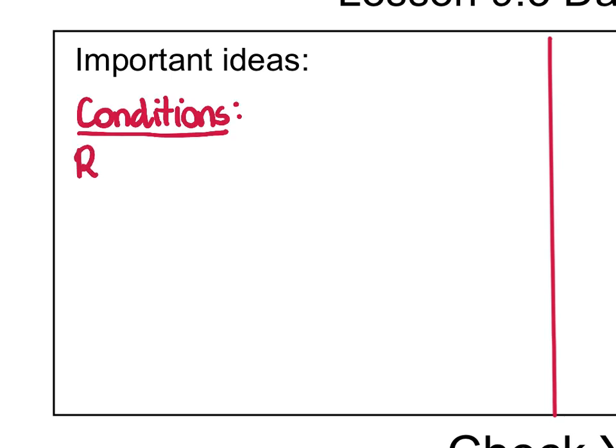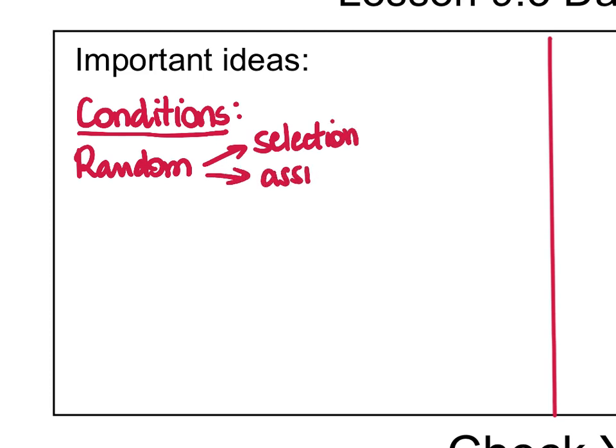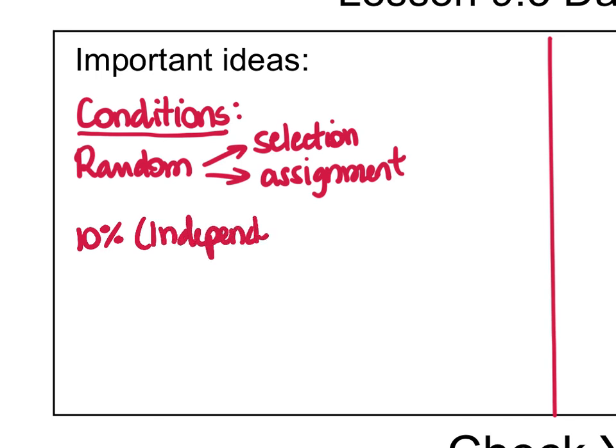The first one is random, and that randomness can occur either through random selection, as in a survey, or random assignment, like when we have an experiment conducted. The next condition is the 10% rule, and remember that this is all about independence. And this is met when the sample size is less than 1/10 of the population size.